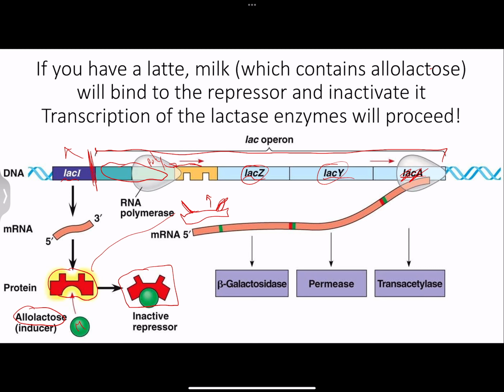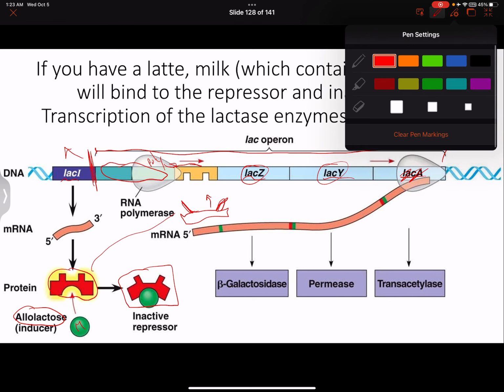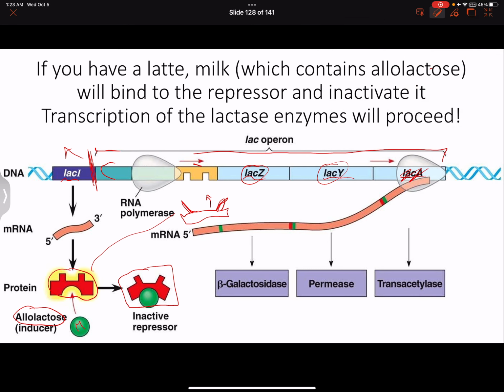And if I can't repress this, then what's going to happen? Our polymerase is open for business. There's no roadblock. It's going to transcribe this, and this. We're going to get all of these three enzymes. What are they going to do? They're going to help us digest milk, which makes sense because I have milk.